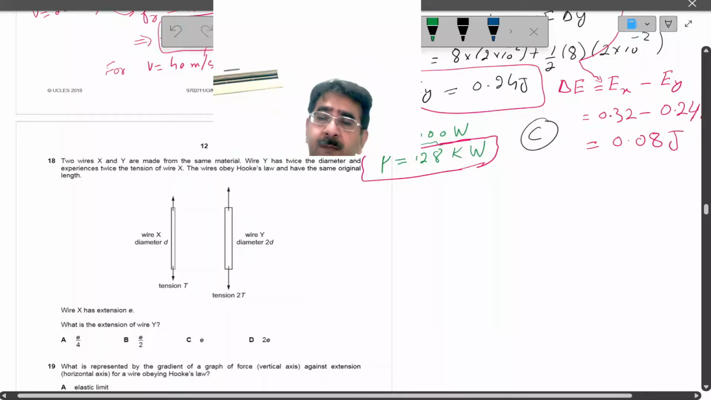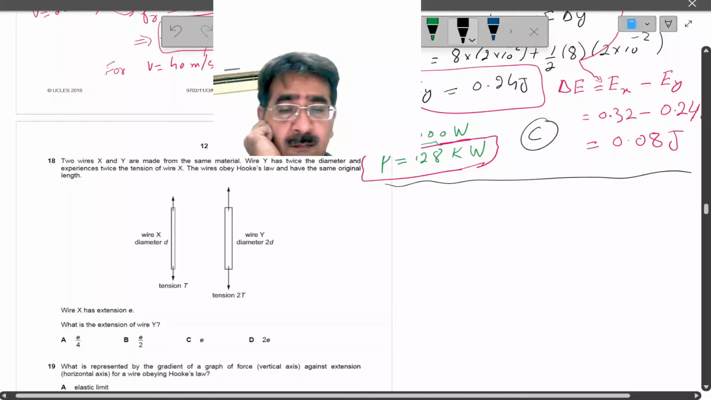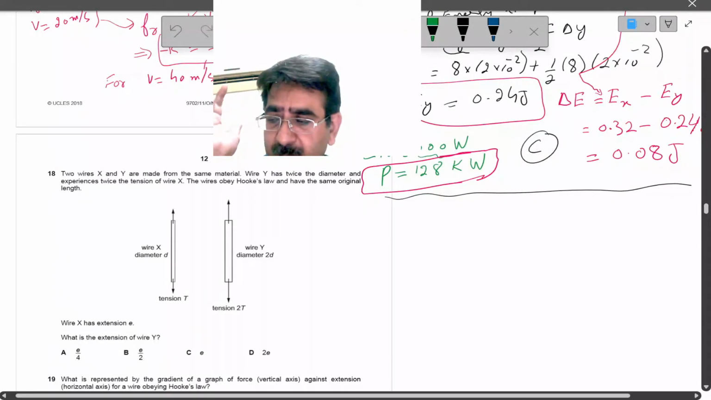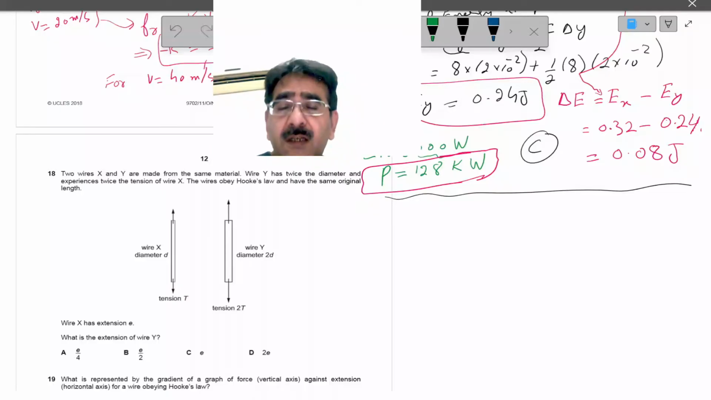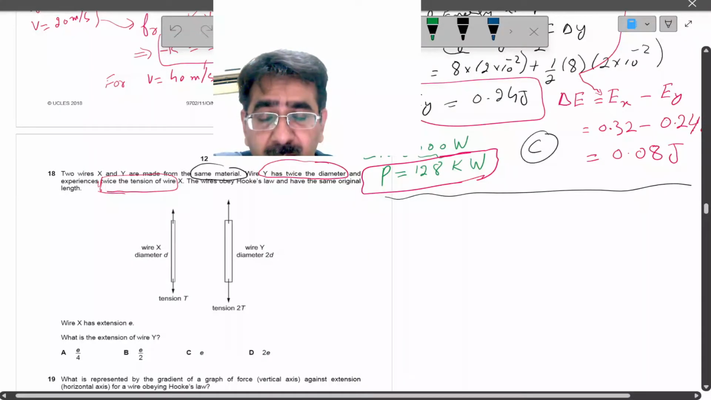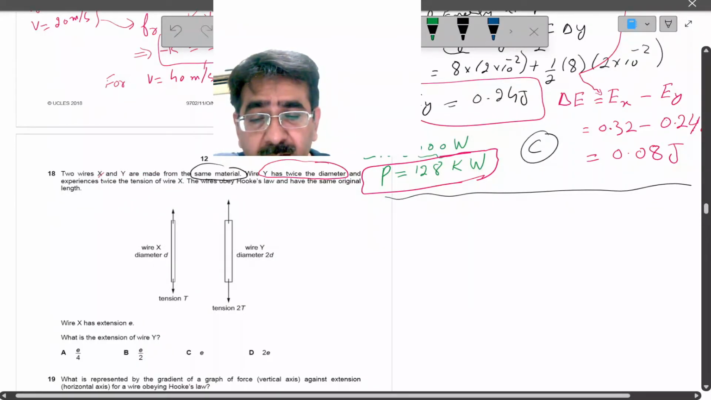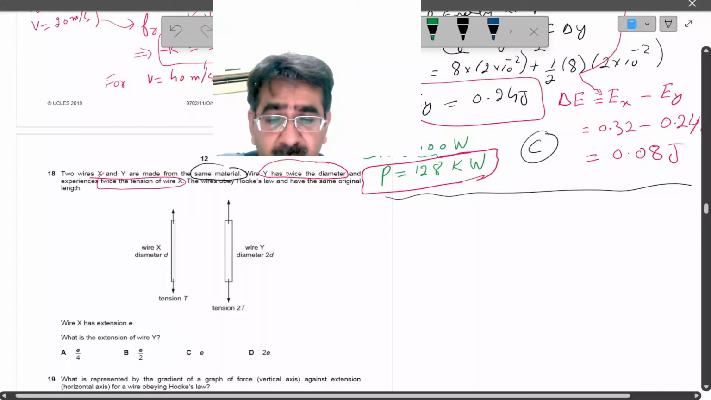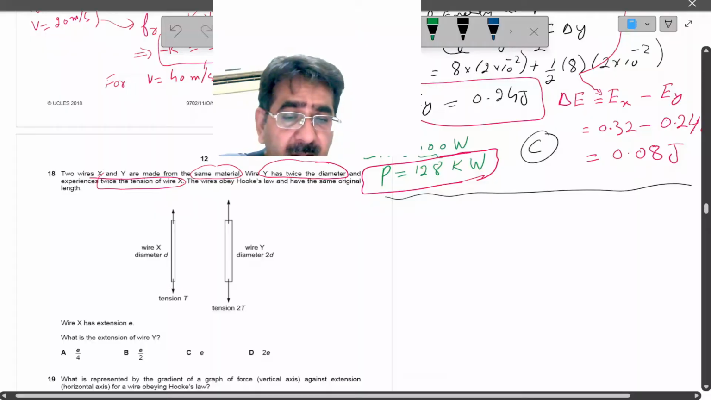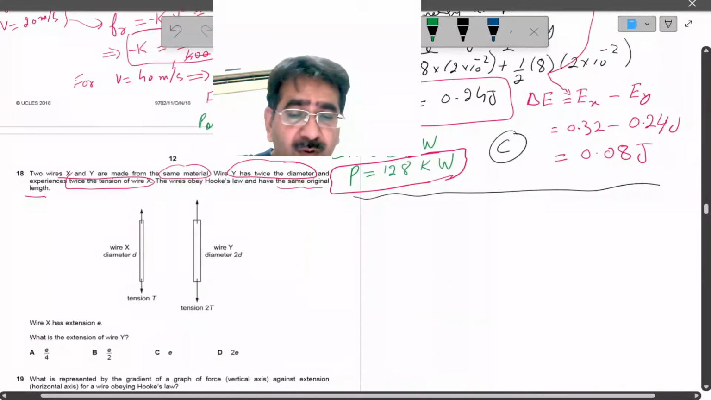Now we move toward question number 18. Question number 18: two wires X and Y are made of the same material. Y has twice the diameter and experiences twice the tension of X, meaning the force is double. The wires obey Hooke's law and have the same original length.